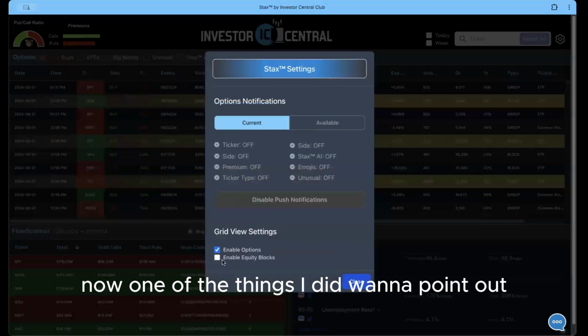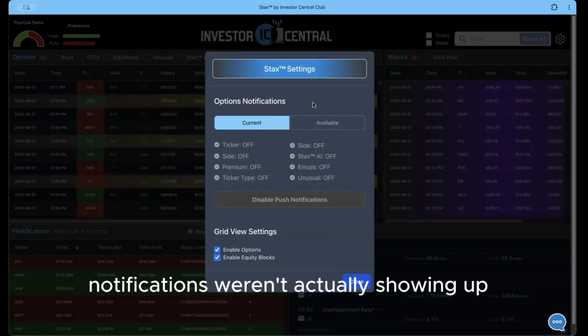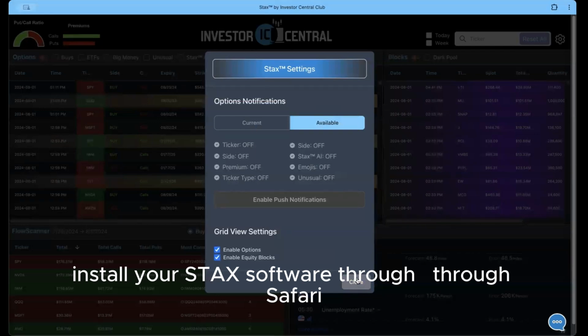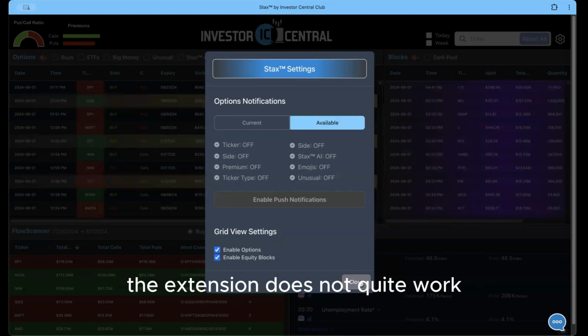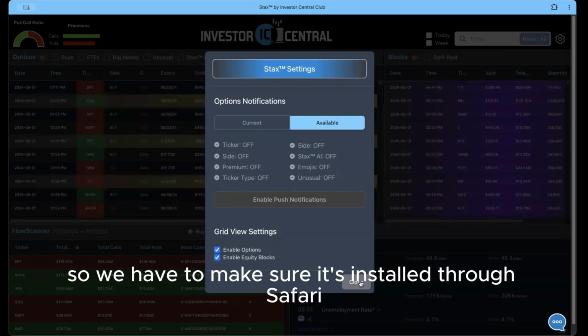Now, one of the things I did want to point out, because we did have a few questions come up over the last couple of weeks. Some people noticed that their notifications weren't actually showing up. If you are on iOS, we suggest that you make sure you install your STAX software through Safari. We've noticed that those who installed it through Chrome, the extension does not quite work. The notifications do not show up. So we have to make sure it's installed through Safari.